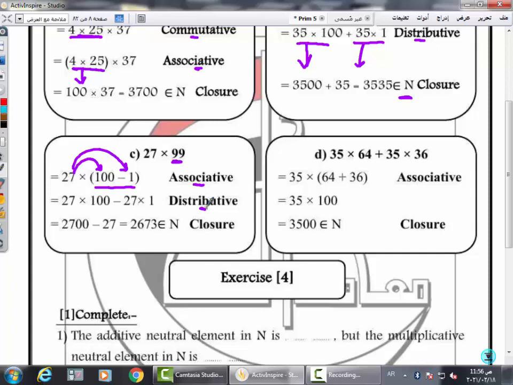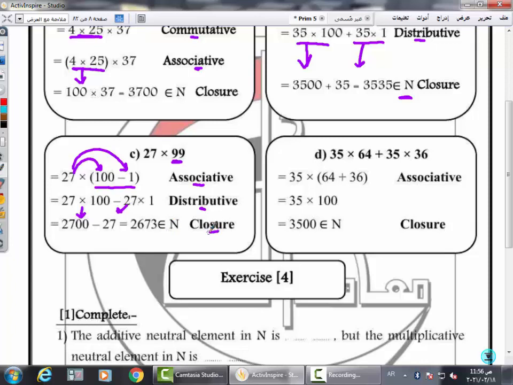27 by 100 equals 2,700. 27 by 1 equals 27. And the result will be 2,673, which belongs to natural. It's called the closure property.